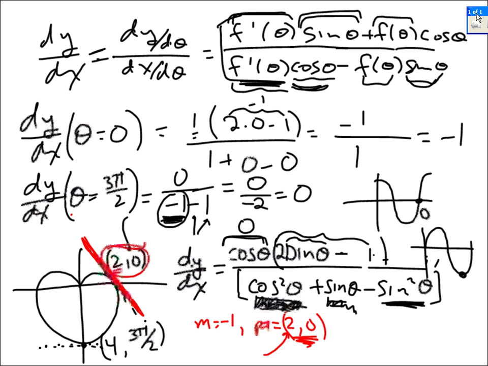So 0 over negative 2 is 0. So in fact, the slope of that tangent line was 0. Okay, that finishes that problem.